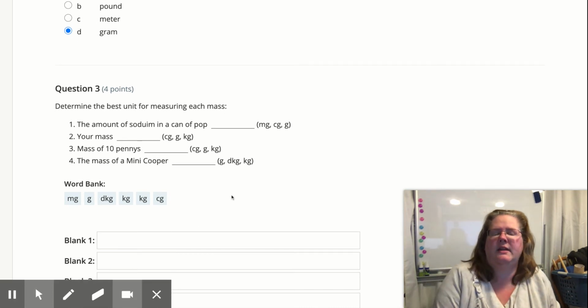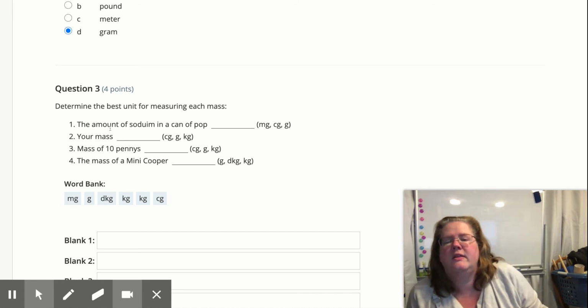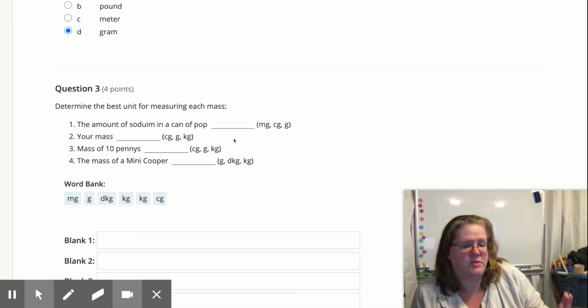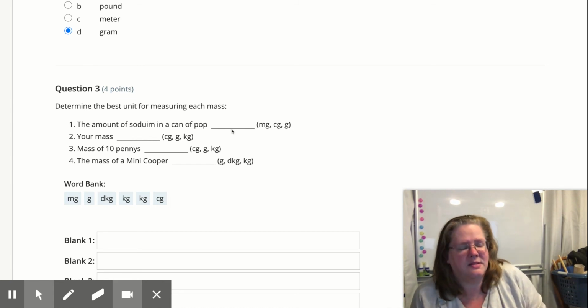Okay, now we're going to look at the amount of soda in a can. That video might be a good thing to go back and revisit if you're having trouble with this one. Well, all of these are grams, so we know our base unit is grams because we're looking for the mass of each thing. So what would be the best thing to find the mass for each of these?